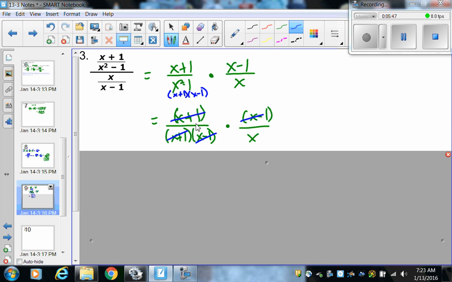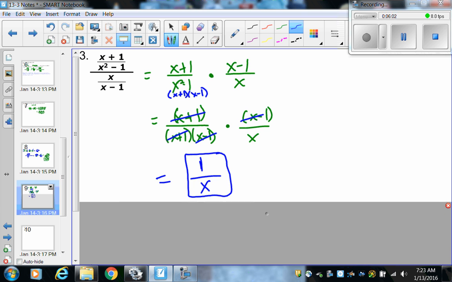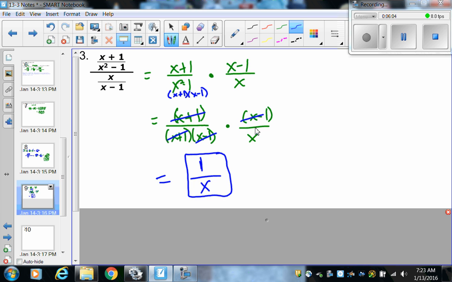Why do we need to factor it? Because if you notice, there's an x plus 1 up top and an x plus 1 on the bottom, so they cancel. There's an x minus 1 up top and an x minus 1 on the bottom, so they cancel. And when everything cancels up top, you're really left with a 1. So your answer would be a 1 up top for your numerator and an x on the bottom for your denominator. So final answer is 1 over x.